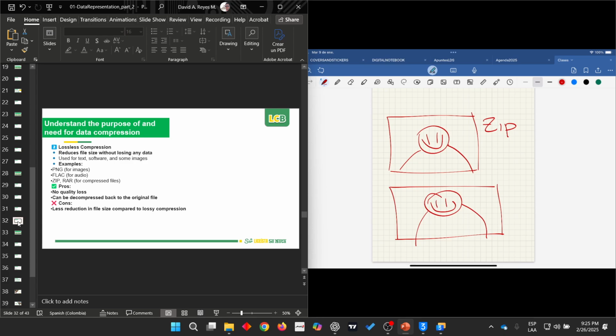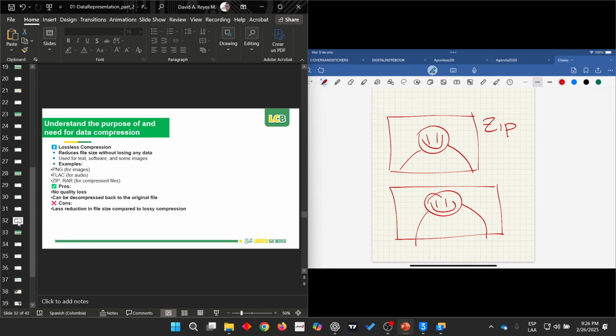Okay? Lossless means that you are going to lose just a little quality of your image. If you have quality loss, it is going to be just the smallest. But in the majority of cases, you are not going to lose quality.